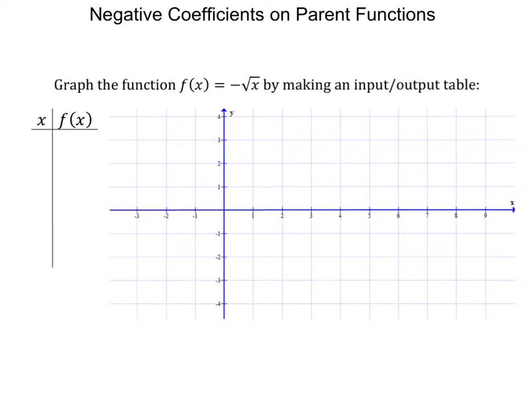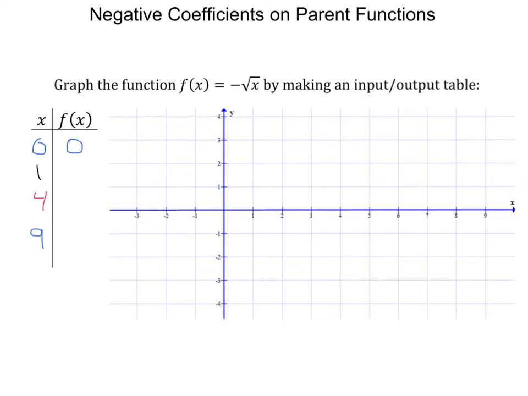Well, just like in the previous problem, the domain for this function is non-negative real numbers. So I need to use input values that are 0 or higher. So I will be using 0 and 1 and 4 and 9 because they're perfect squares. Right? When I input 0 into this function, I take the square root of 0 and then apply a negative, so it ends up being 0.